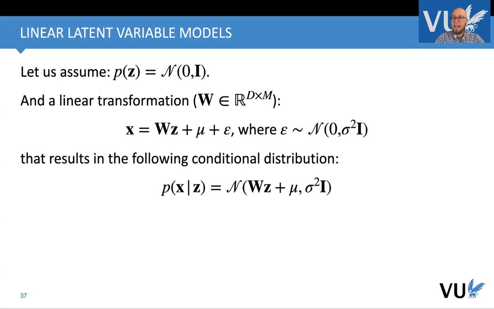Then we get the following distribution over X. This is simply because this is standard Gaussian. These two components constitute the mean value of this distribution, and then by adding this Gaussian random variable, it gives us the covariance matrix.